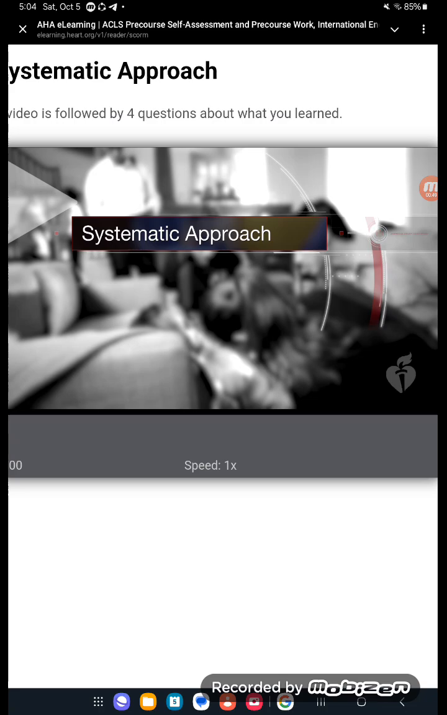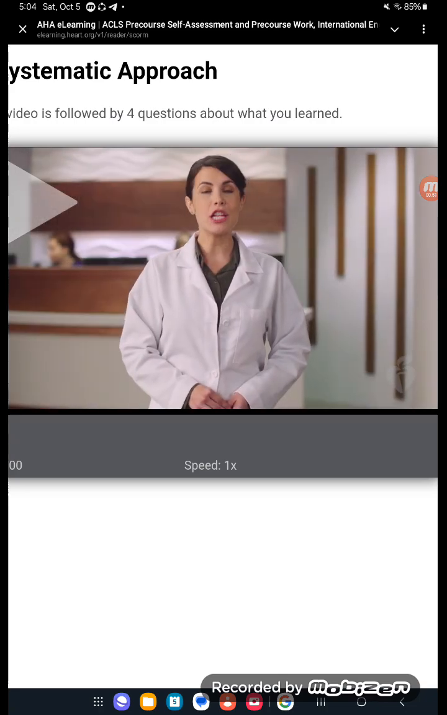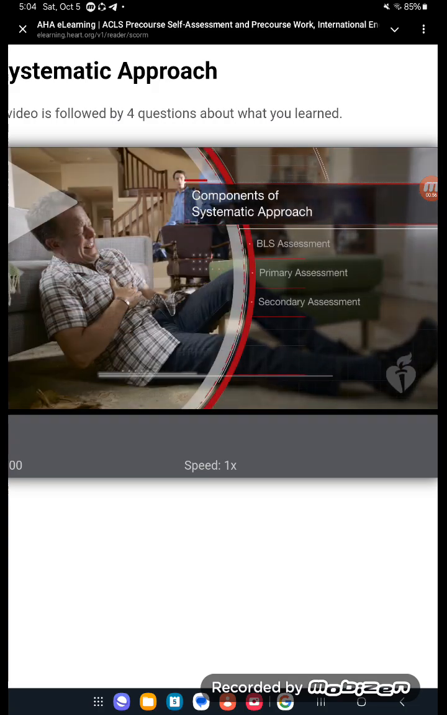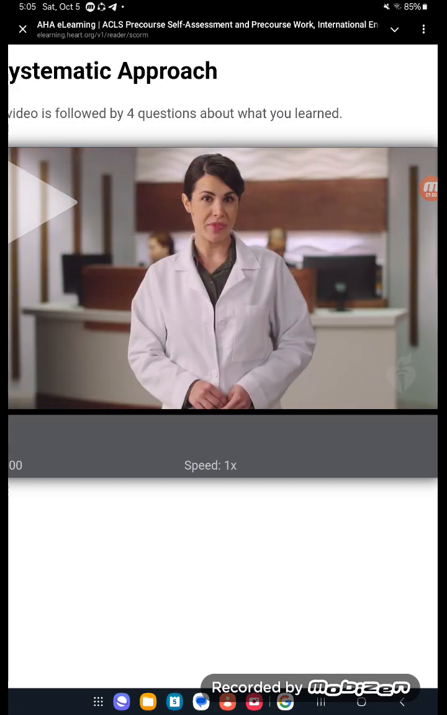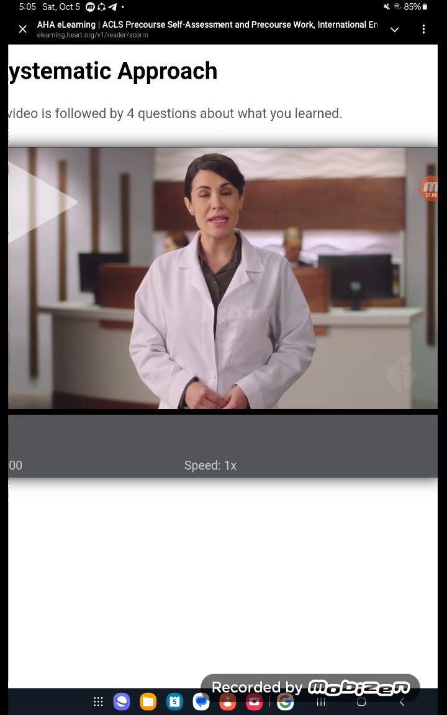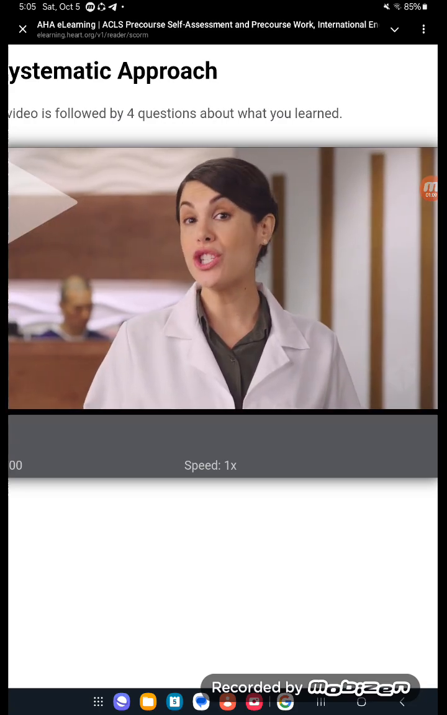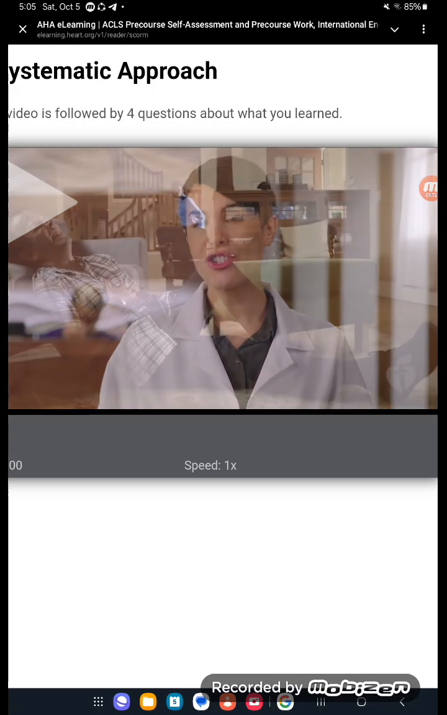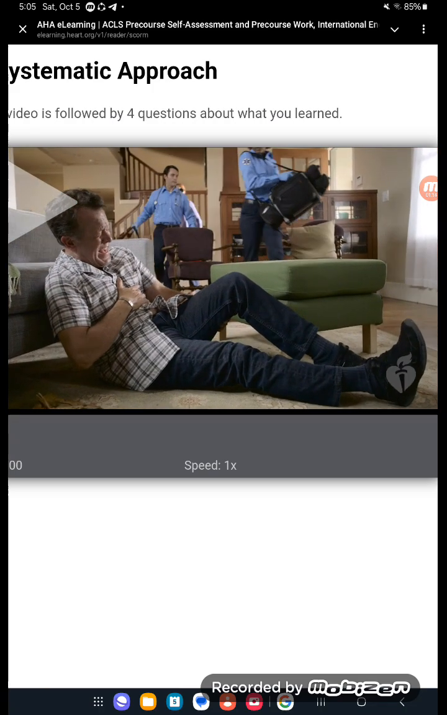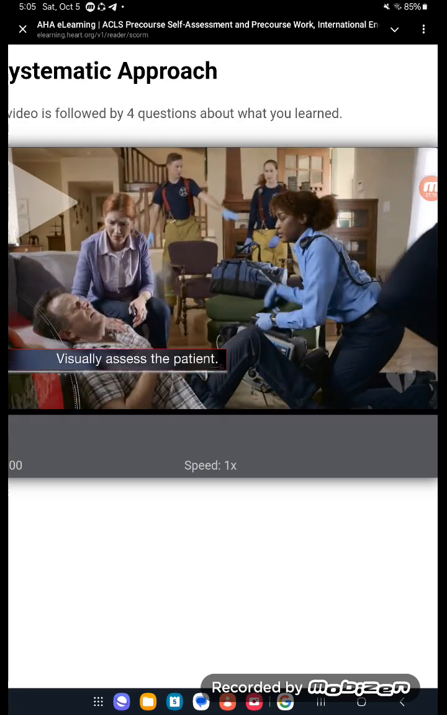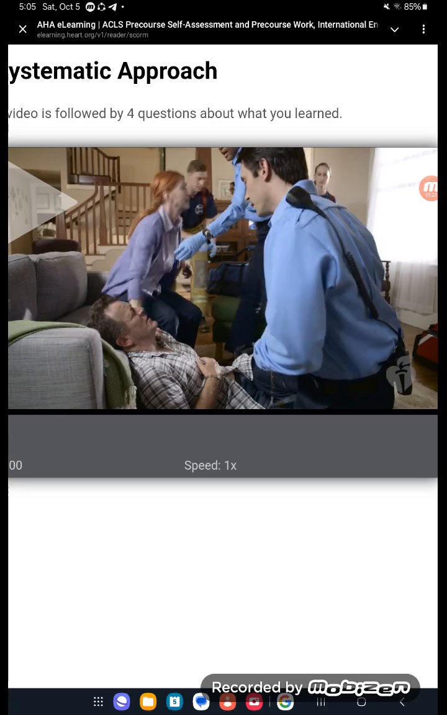The American Heart Association systematic approach includes 3 components once you have established scene safety and your initial impression of the patient: the BLS assessment, the primary assessment, and the secondary assessment. These sequences combine assessment and treatment components for effective resuscitation. When deciding which assessment to use for a patient, start with a step we all do automatically. Visually assess if the patient is conscious or unconscious. This is your initial impression of the patient.